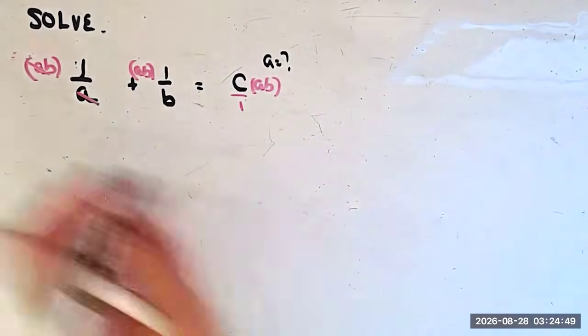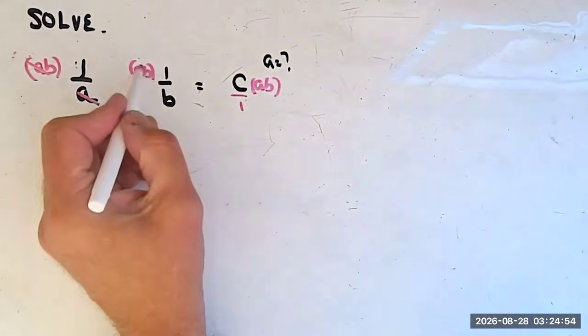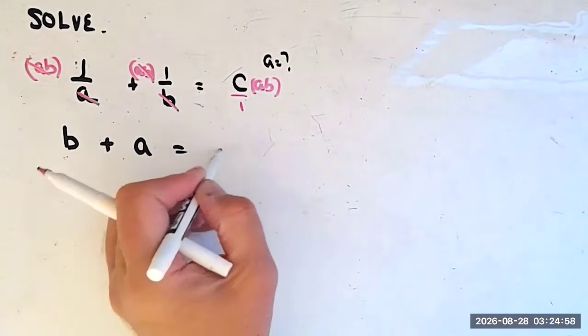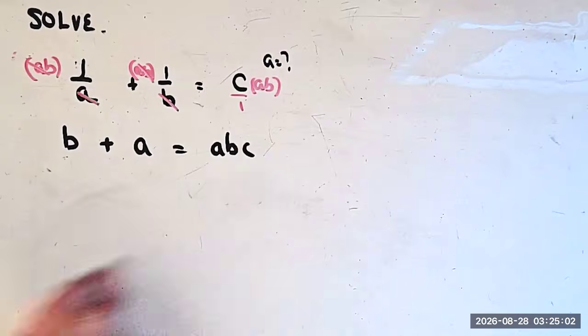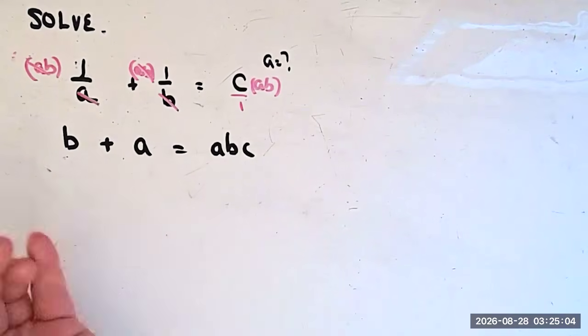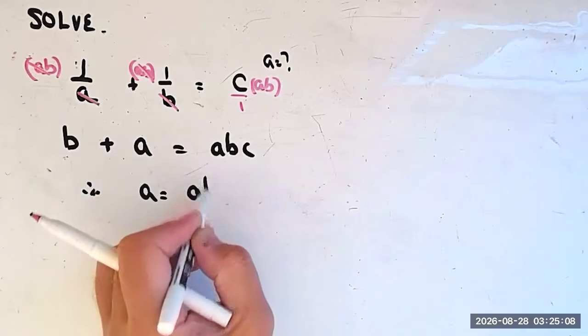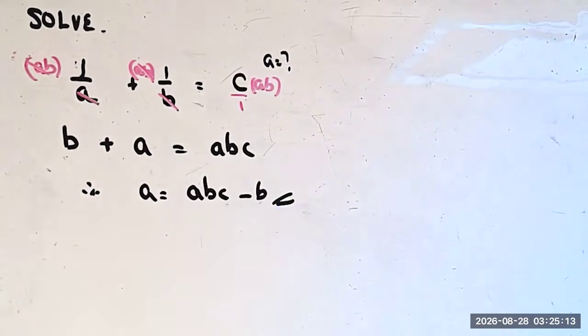A over a, that is 1. 1 times b, that will be b plus. Here, of course, we simplify b over b. 1 times a equals my abc. A times b times c. And we're solving for a, so we just subtract the b. So therefore, a equals abc minus b. And we are done. That wasn't that bad.